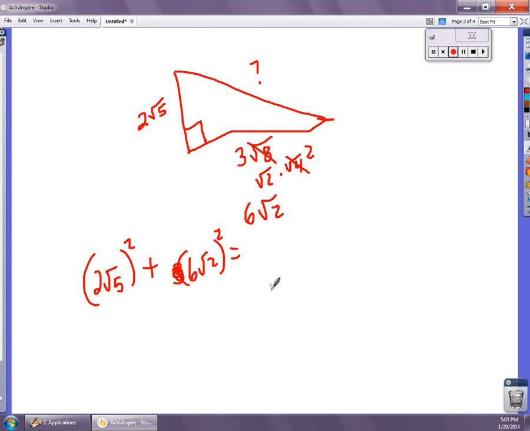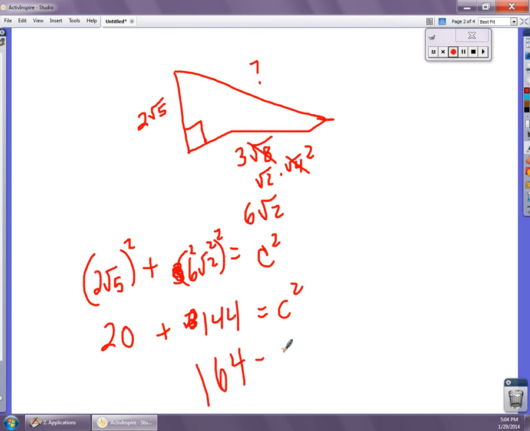And then we don't know this side, so we're going to leave it as c squared. Distribute the square to both things, so 2 squared and root 5 squared. And then remember, it's a multiplication problem, so you still have to multiply them. So you get 4 times 5. Here you get 36 times 4. So 36 times 4 is 144. Combine. And then square root both sides to find out what c is.